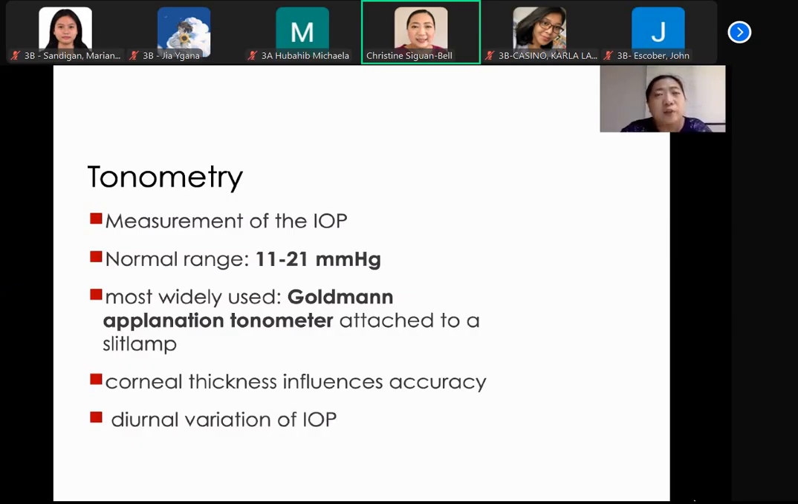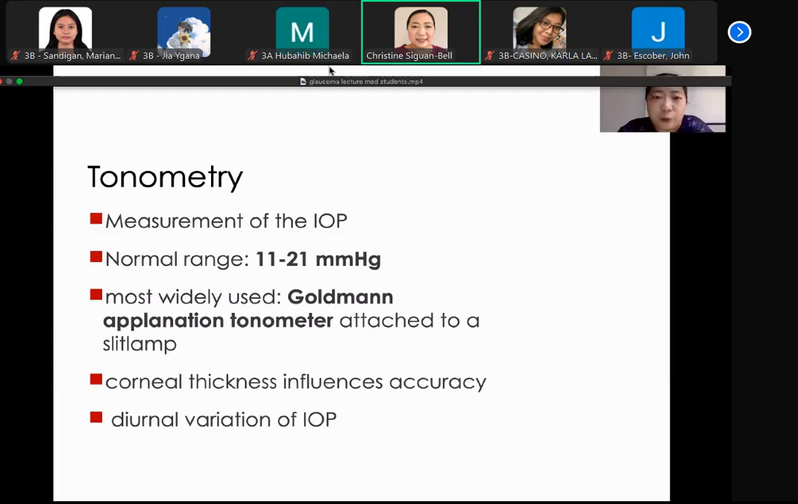And there is diurnal variation of intraocular pressure, meaning that the intraocular pressure may change when you wake up in the morning, during lunchtime, in the afternoon, or before going to bed. It is usually highest when you wake up in the morning.